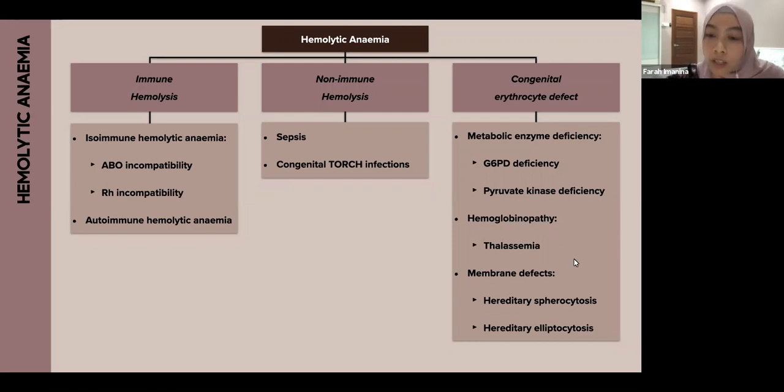So when we are talking about thalassemia in the neonate, we are actually referring to alpha thalassemia, because we know that beta thalassemia usually presents around 3 to 6 months of age. Okay. And then another example are membrane defects, for example, hereditary spherocytosis and elliptocytosis.